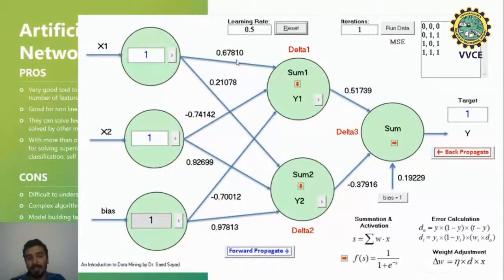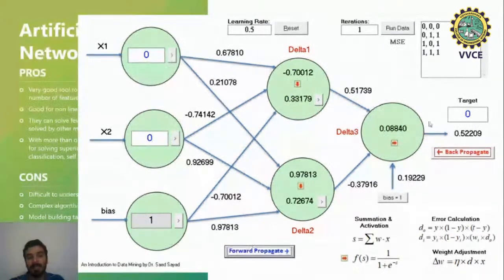Now let's take one of our data points: 0 and 0, and for that we are expecting an output of 0. If I click on forward propagate, what happens? It takes all these values, pushes them through this model, and gets you the output here. Now if you see, with these weights, the output that I'm getting for 0 0 is 0.52209.